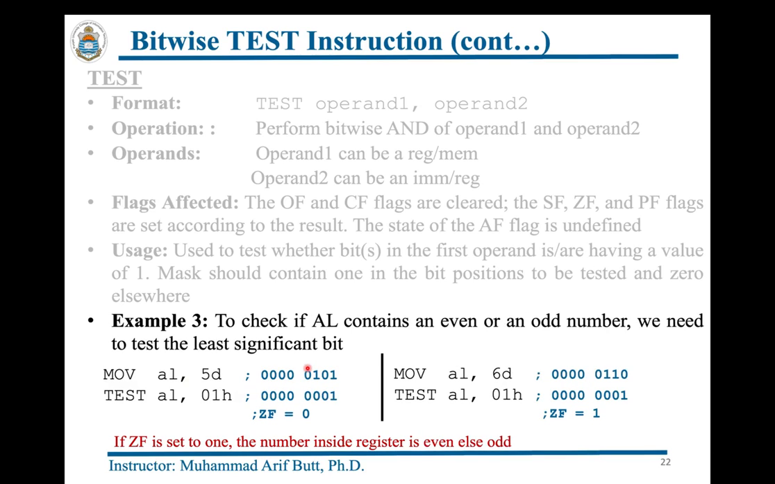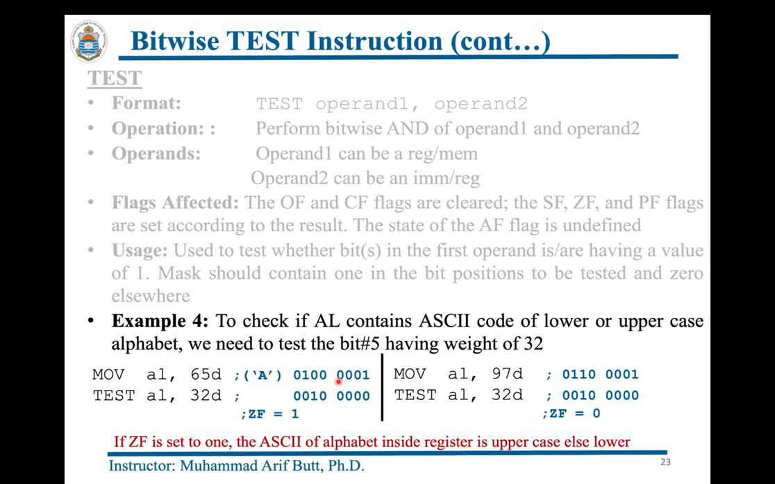And similarly, to check if a register contains an even or odd number, we need to test the least significant bit. So the mask over here is 1. We have tested just the least significant bit. And after the TEST instruction, if the zero flag is set to 1, that means the number inside the register is even. And if the zero flag is 0, that means the number inside the register is odd.